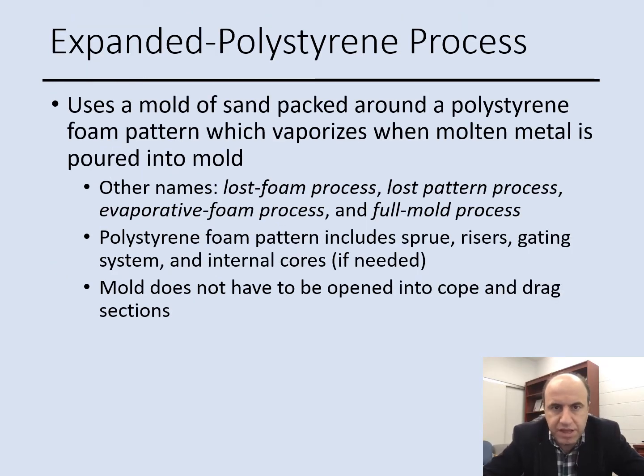The next process is the expanded polystyrene process. This casting process uses a mold of sand packed around the polystyrene foam pattern, and that foam pattern will vaporize when we pour the molten metal into the mold. It has other names such as lost foam process, lost pattern process, evaporative foam process, and full mold process. The polystyrene foam pattern has the sprue, riser, and gating system already inside, and also it has the internal cores if needed. The good thing about the process is that the mold doesn't need to be opened into cope and drag sections.